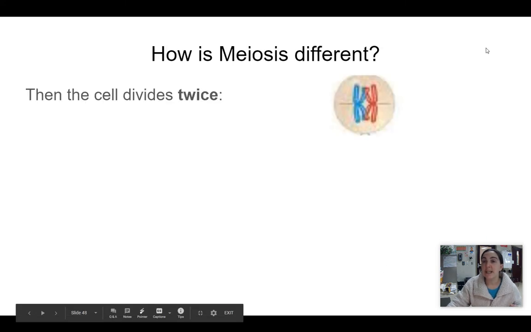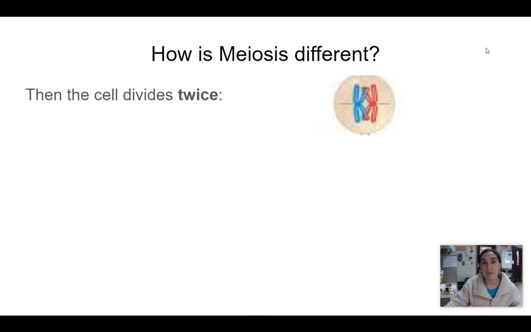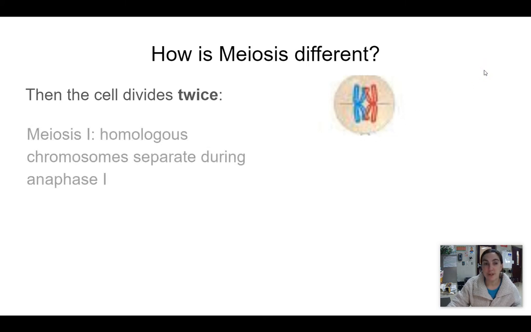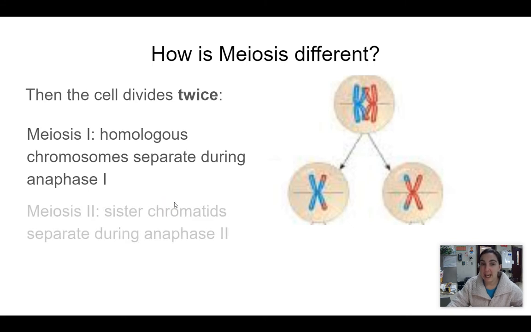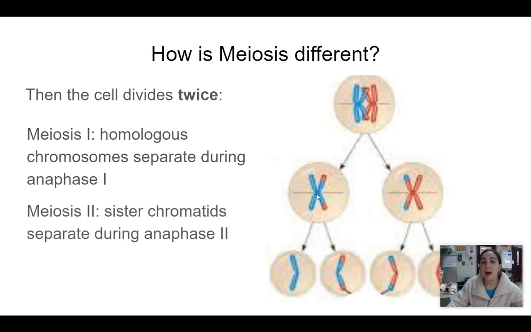The other big difference is that in meiosis, in order to cut the chromosome number in half, the cell divides not once, but twice. So if this is our original cell, the first division is called meiosis 1. And during that division, during anaphase, the homologous chromosomes separate from each other. So they paired up at the beginning, but then they separate. And you can still see those little bits where crossing over happened. And then these cells divide again. And during meiosis 2, the sister chromatids separate from each other.